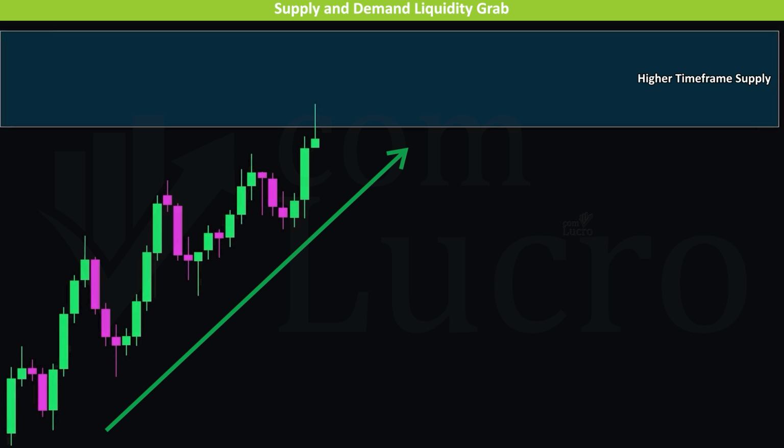In practical terms, we look for signs of rejection, or evidence that the lower time frame uptrend is beginning to weaken. There are several valid triggers you can use for confirmation, such as a strong wick rejection, a break of a trend line, or even a change of character. In this particular example, however, we are looking for a liquidity grab inside the supply zone.